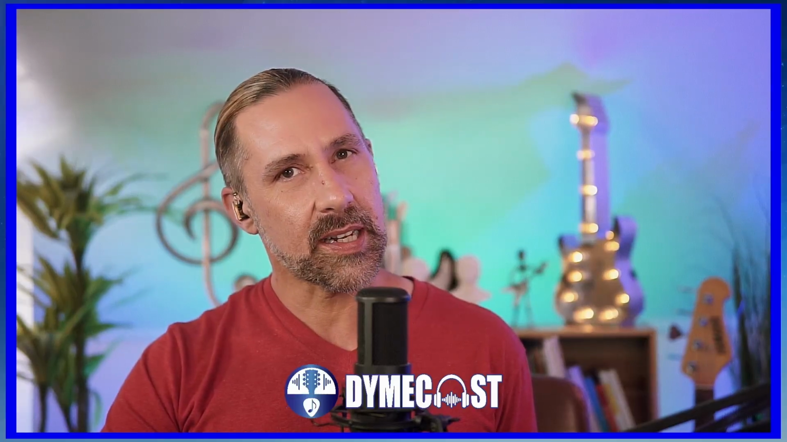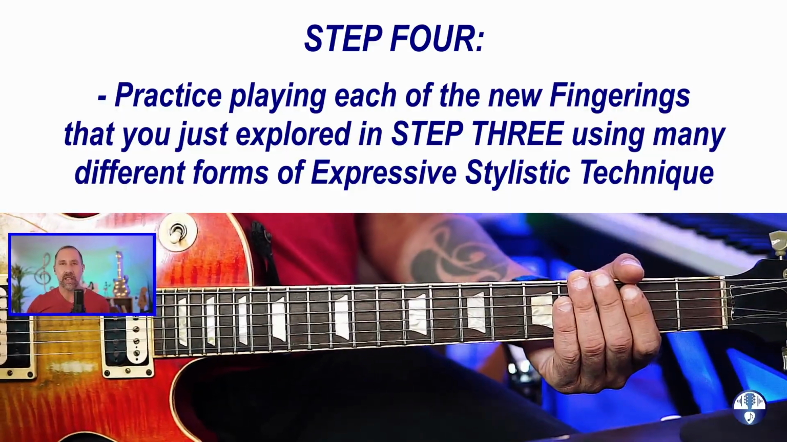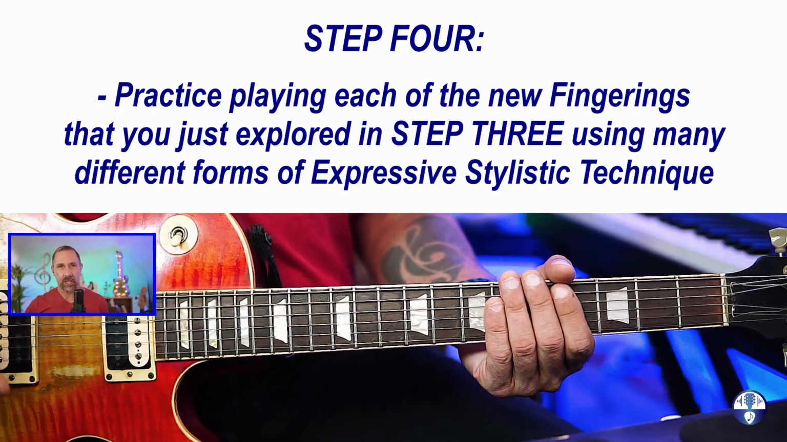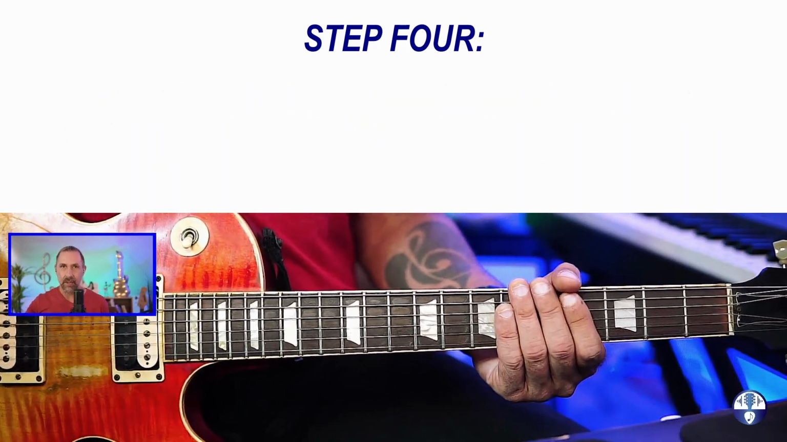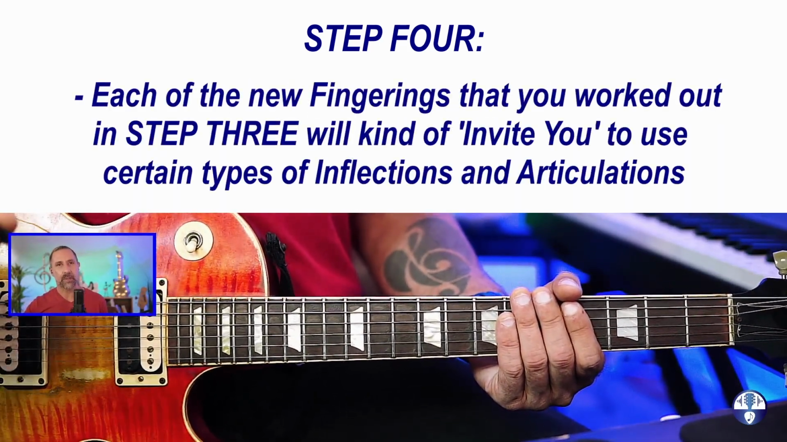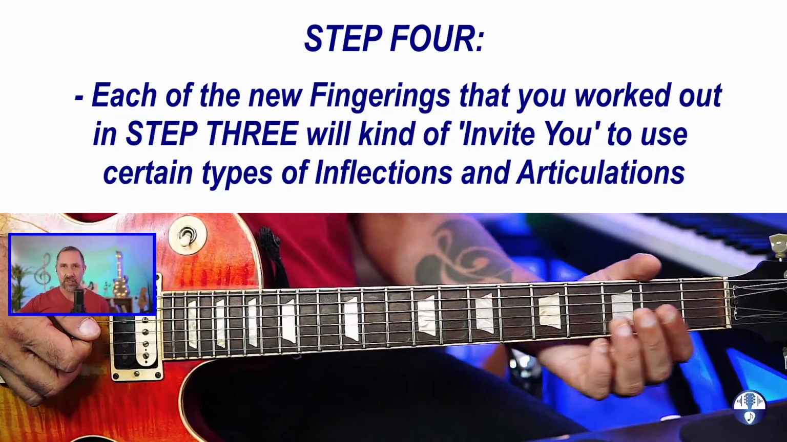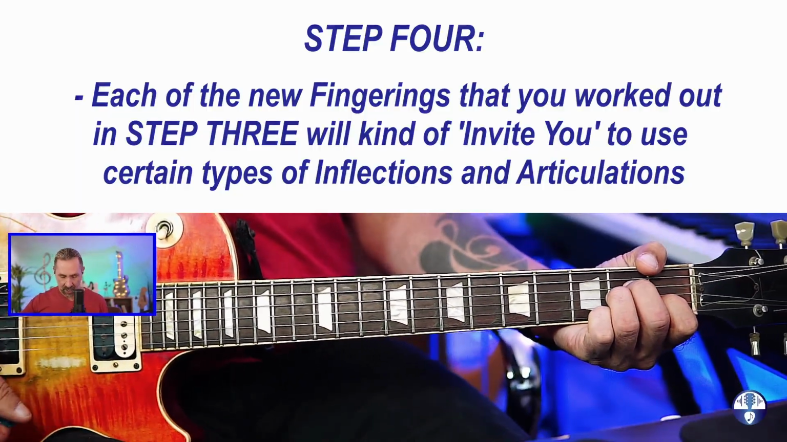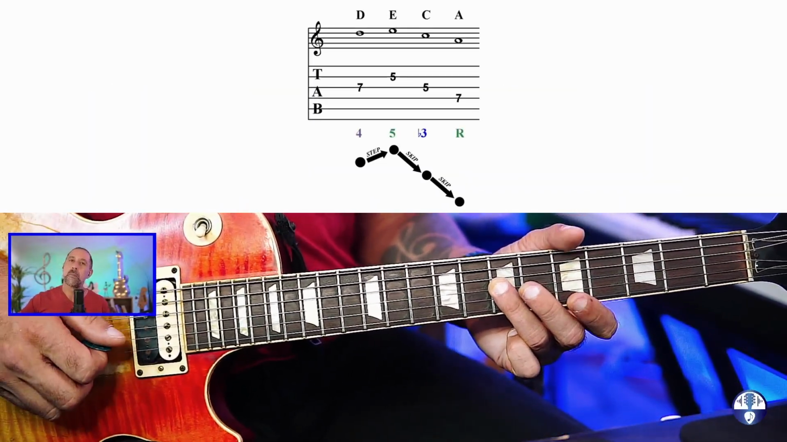Step 4 is just like step 2, but it's a little more in depth. For step 4, you want to practice playing each of the new fingerings that you just explored in step 3, using many different forms of expressive stylistic technique. You are going to find that each of the new fingerings that you worked out in step 3 will kind of invite you to use certain types of inflections and articulations. For example, the original fingering of the phrase looked like this.